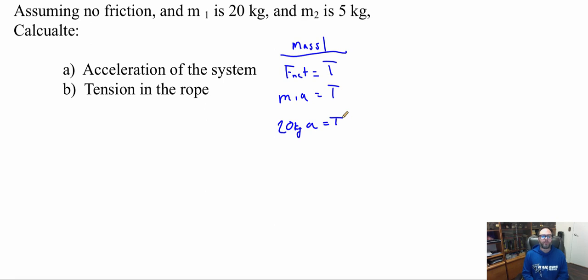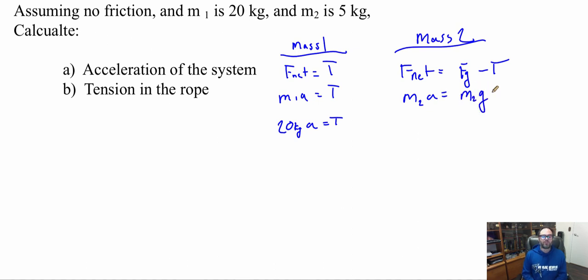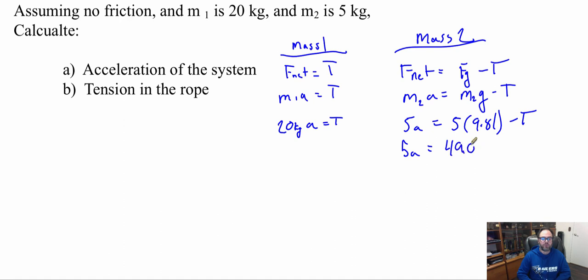Now we're going to look at mass 2. Here, my net force is going to be in the y. In this case, we're going to have my force of gravity minus tension is equal to my net force. So here I get mass 2 times acceleration is equal to mass 2 multiplied by gravity minus tension. Altogether, I'm going to get 5 multiplied by acceleration is equal to 5 times 9.81 minus tension. So now I'm going to get 5a is equal to 49.05 minus tension.